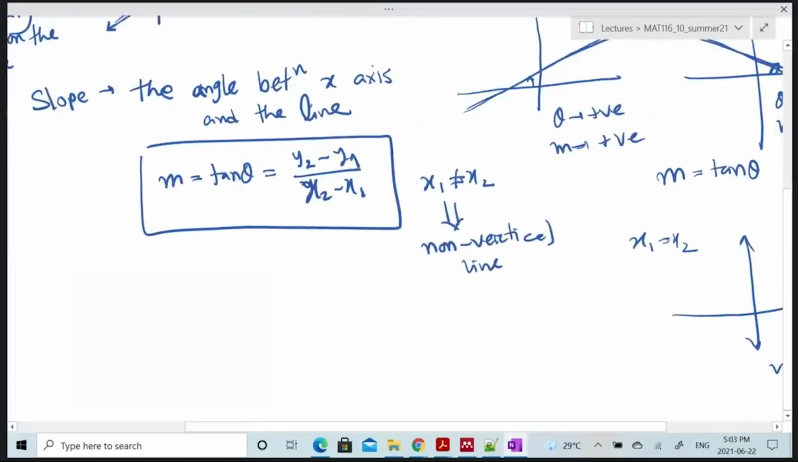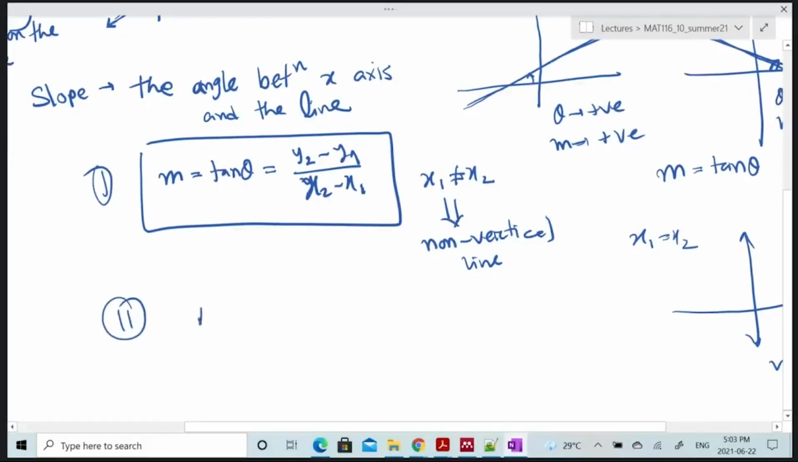So now, we conclude that this formula is true if x1 is not equal to x2. So now what if x1 becomes x2? If x1 equal to x2, any idea m কি হবে তাহলে? Undefined. Exactly.